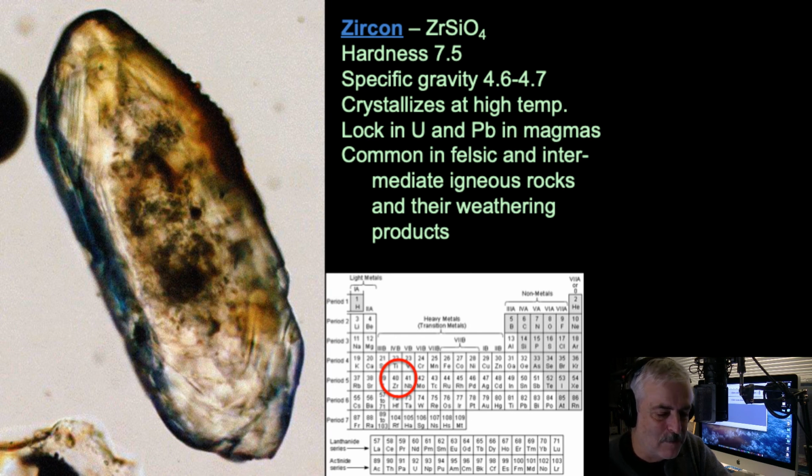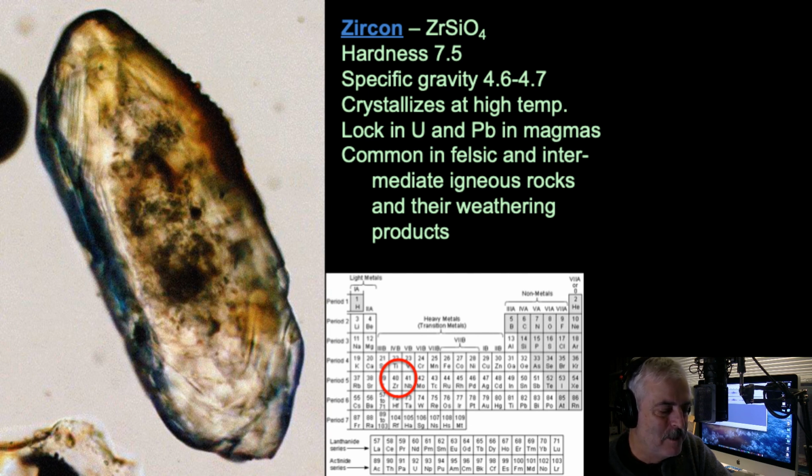So in the chart, yeah, that's the periodic table. Over here I got zirconium, circle there. Zirconium is the element. Zircon is the mineral that's made out of zirconium. So that's the ZrSiO4 there. So it has a lot in common with olivine as well. So it's important.